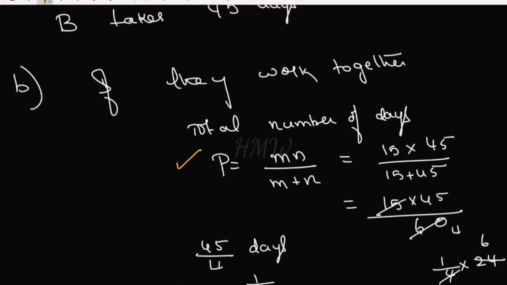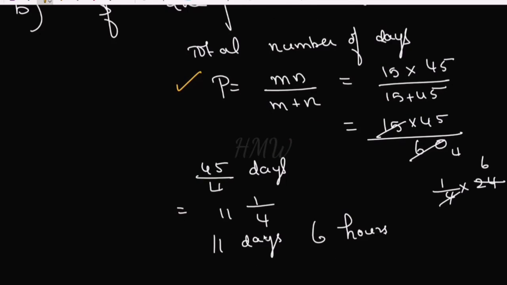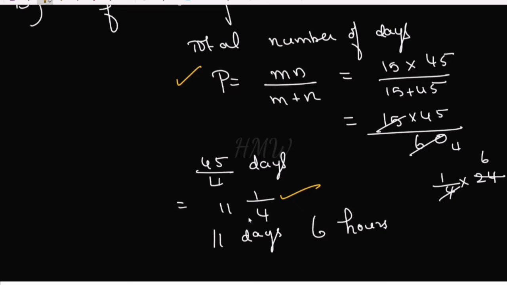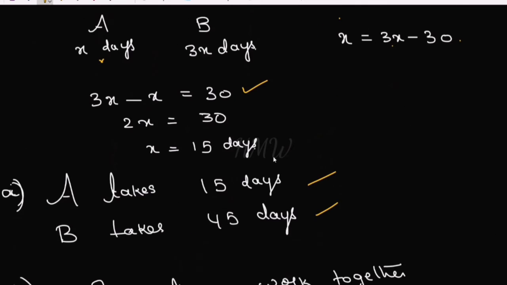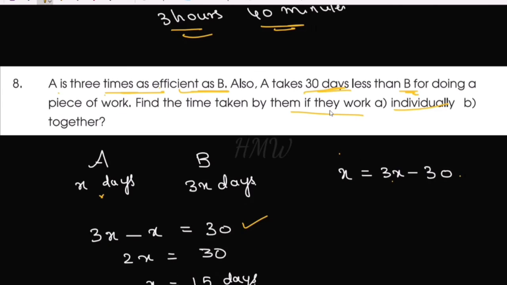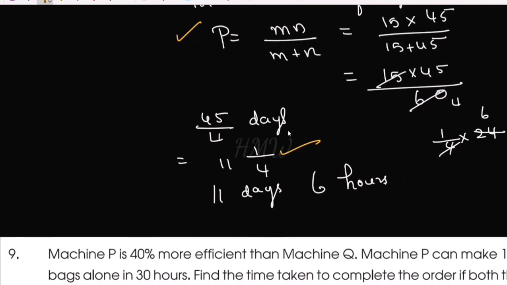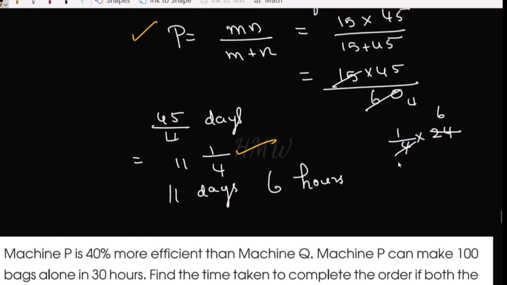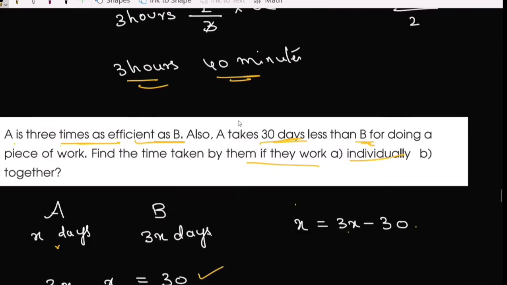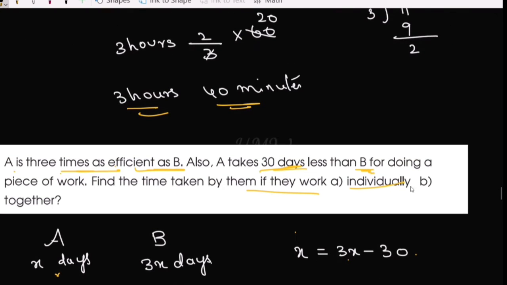So 15 plus 45 is 60. 15 four times. 45 by 4 is 11 1 by 4 days. It is days. If you want to convert into hours, you know 1 day is 24 hours. So 1 by 4 day will be how many hours? 1 by 4 into 24, 6 hours. So it's 11 days and 6 hours. If they work together, it will take 11 days and 6 hours.